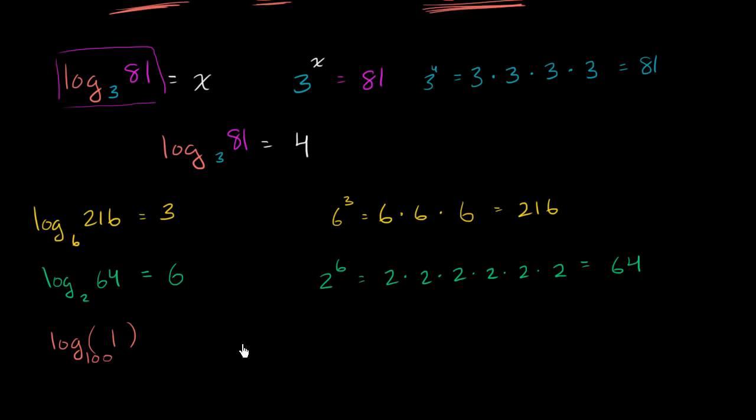So let me write this down as an equation. If I set this to be equal to x, this is literally saying 100 to what power is equal to 1? Well, anything to the 0th power is equal to 1. So in this case, x is equal to 0. So log base 100 of 1 is going to be equal to 0. Log base anything of 1 is going to be equal to 0, because anything to the 0th power, and we're not talking about 0 here, anything to the 0th power that's not 0 is going to be equal to 1.